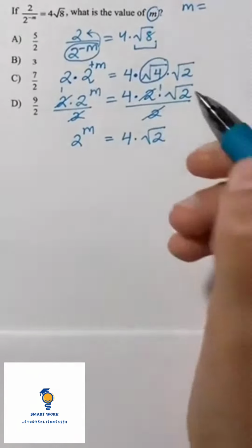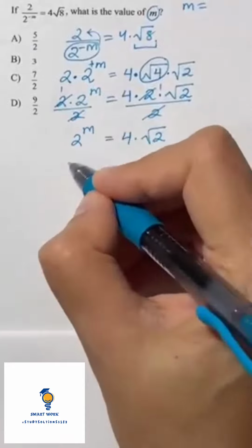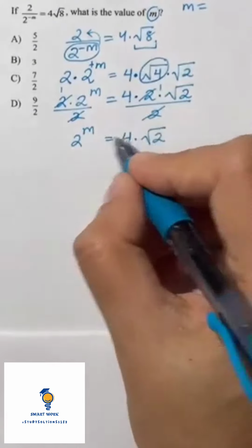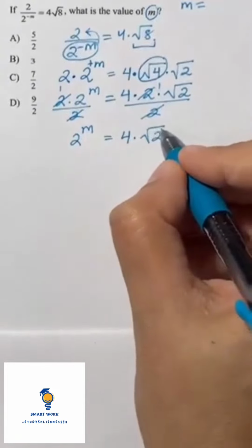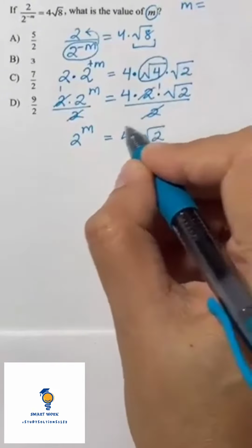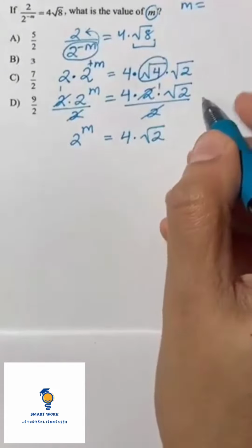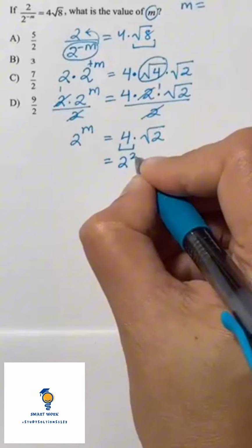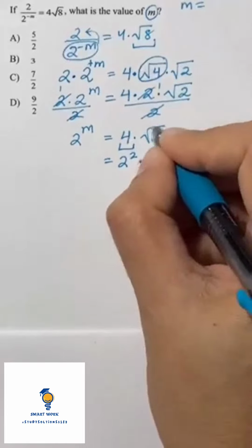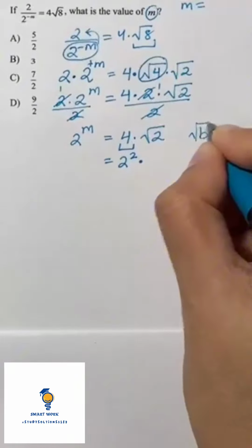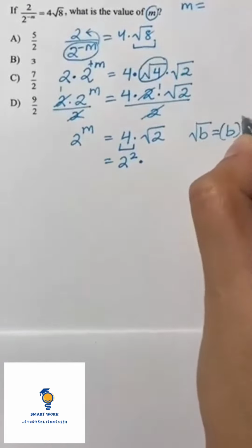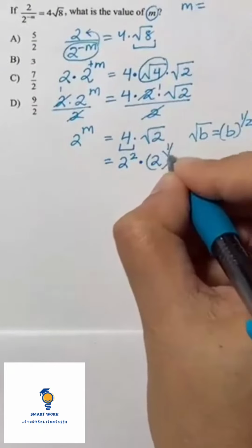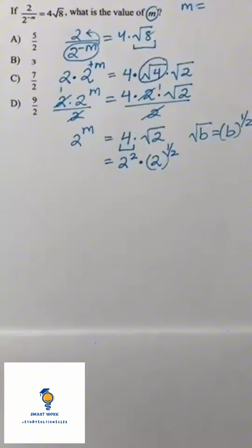All right, if I'm looking for the value of m, and it's 2 to the power of m, if I want to find m, I have to make sure that I write the right side as 2 to the power of something. Which means first thing I'm going to do is break down 4 and write it as 2 squared. And square root of 2, remember we talked about this, another way of writing a square root is b to the power of 1/2. So this is the same as saying 2 to the power of 1/2, all right?